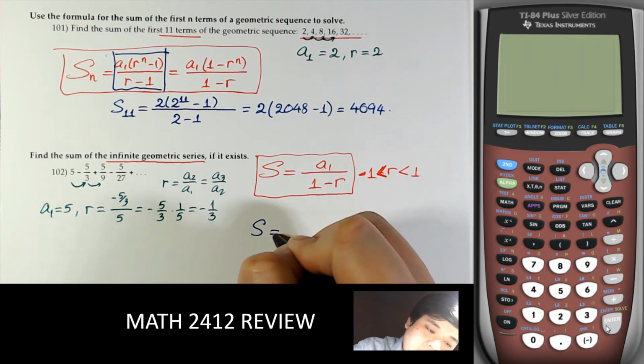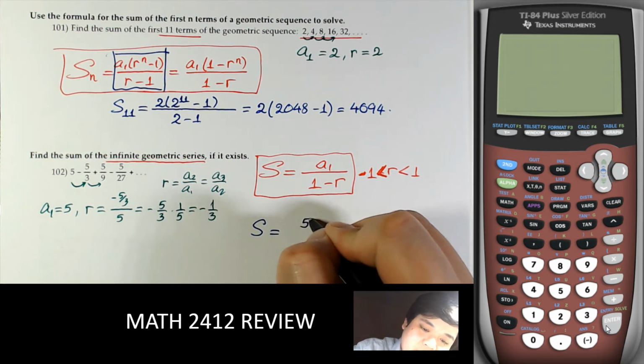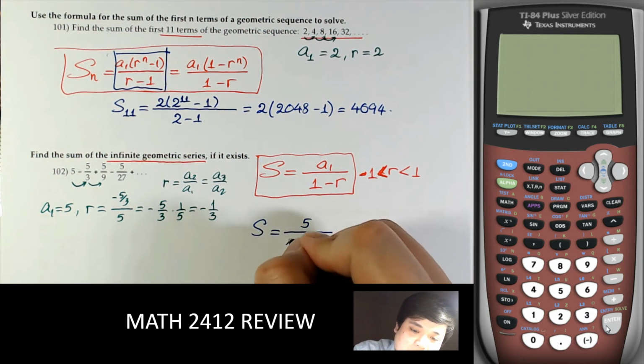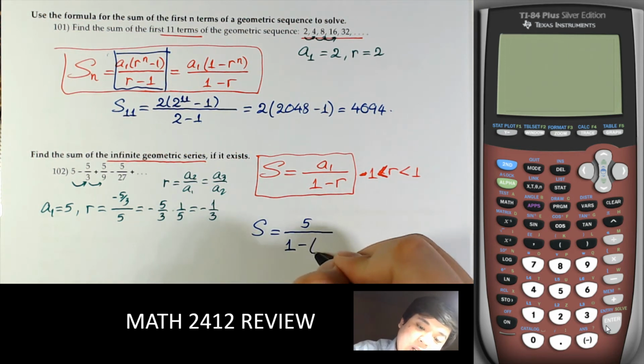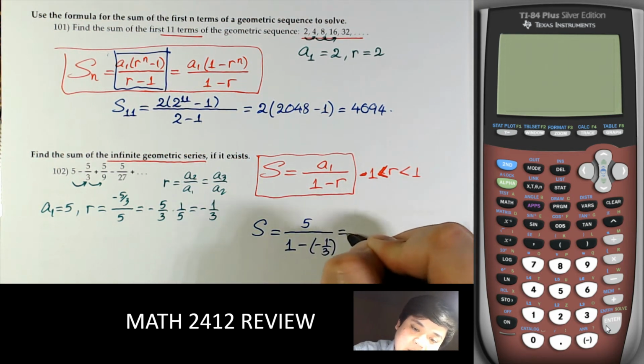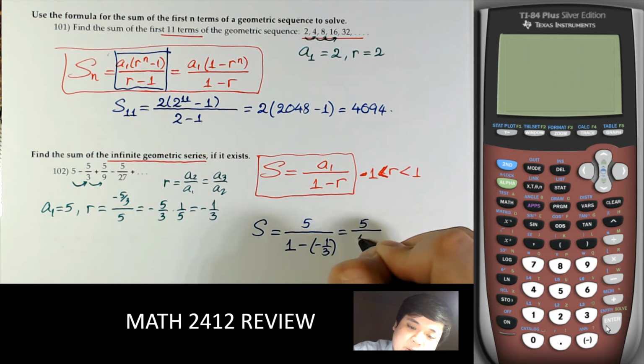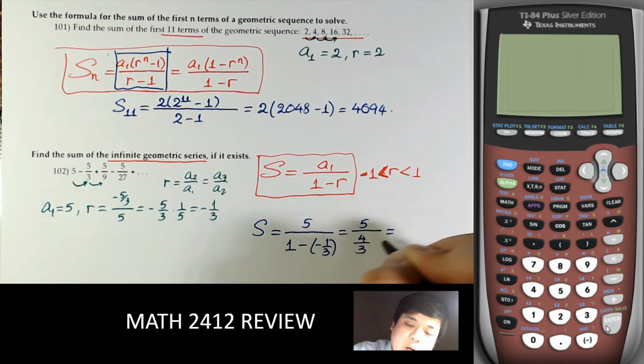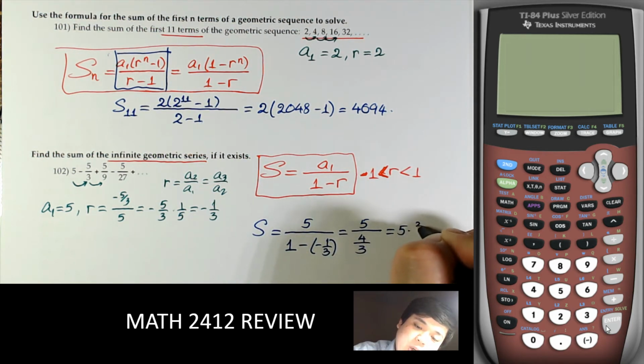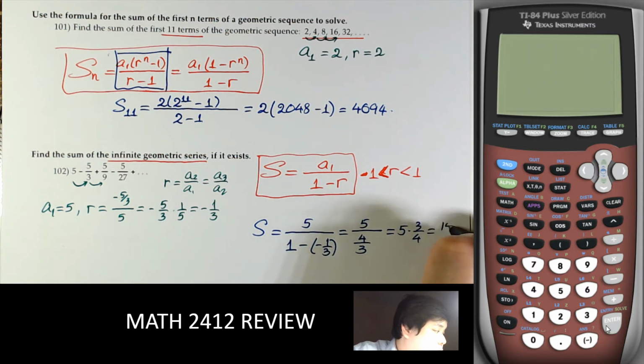So we have the sum is equal to the first term, 5, over 1 minus the ratio, which is negative 1/3, so 5 over 4/3. Multiply by the reciprocal: 5 times 3 over 4, which is 15 over 4.